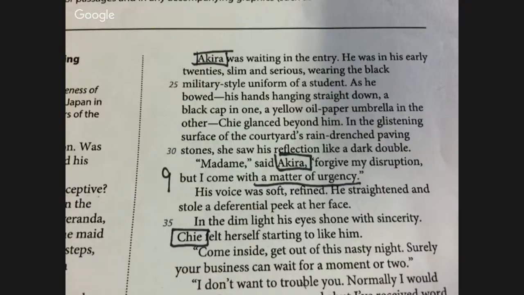His voice was soft, refined. He straightened and stole a deferential peek at her face. In the dim light his eyes shone with sincerity. Chie found herself starting to like him.